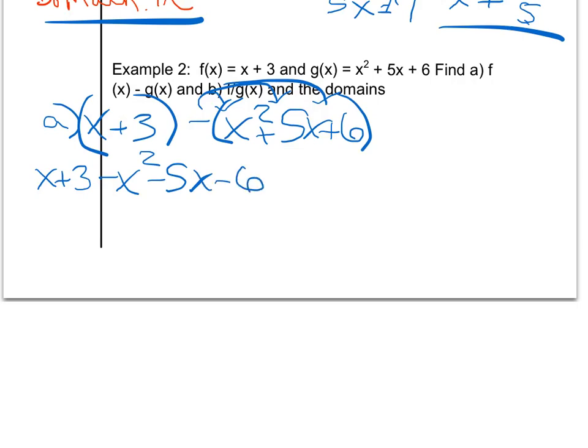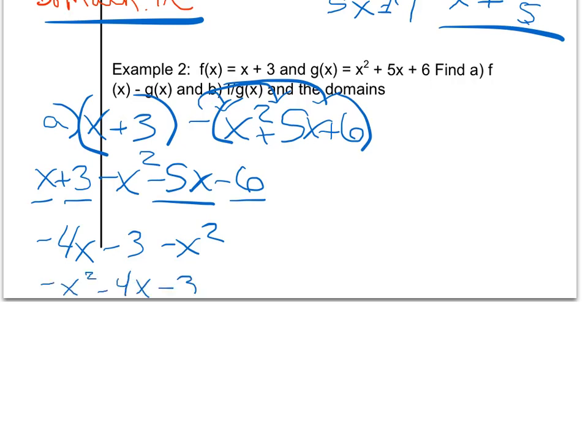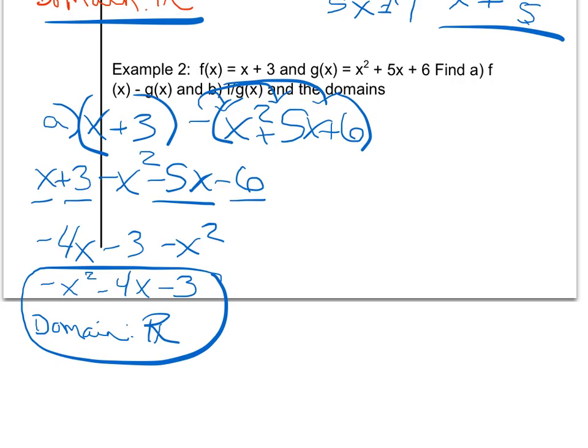Combining like terms from here, I have an x and a negative 5x to be negative 4x. I have a positive 3 and a negative 6 to be negative 3, and I have a minus x squared. It's usually best to put your answer in standard form. And because I don't have a denominator, my domain is all real numbers, and that would be my final answer there.